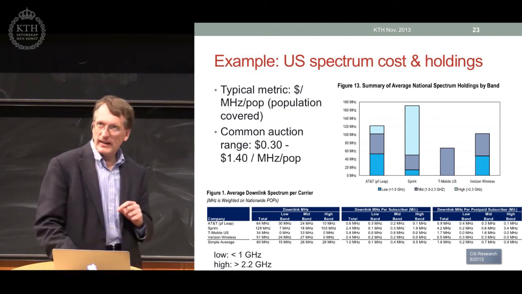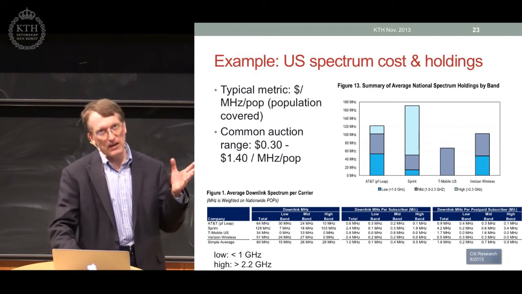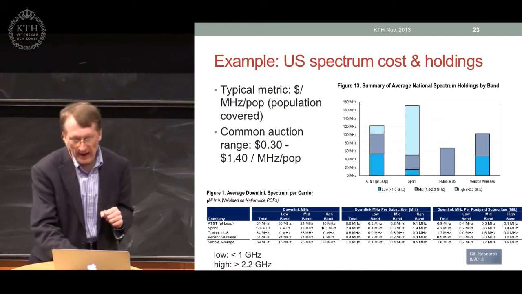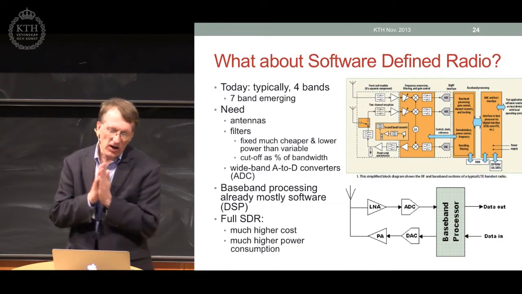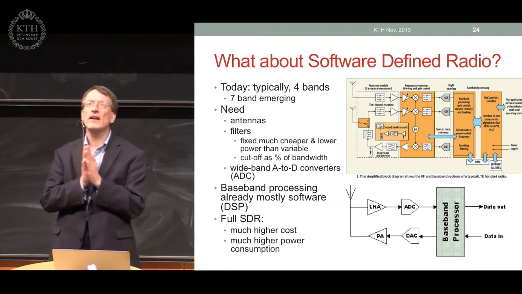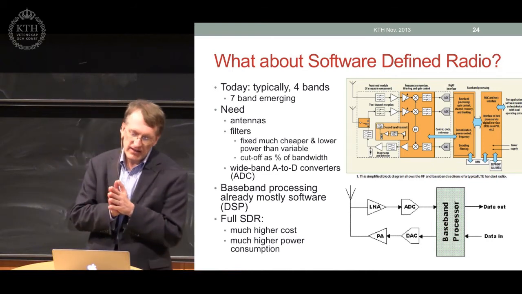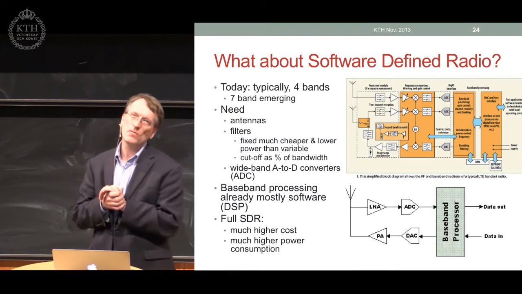And typically, the pricing is about $1, roughly an order of magnitude, per megahertz per person to buy that type of spectrum. So one thing that we've talked about in the past is software-defined radio. You treat your cell phone as mostly software, and then you could use any frequency anytime. For a variety of reasons, that hasn't worked out.